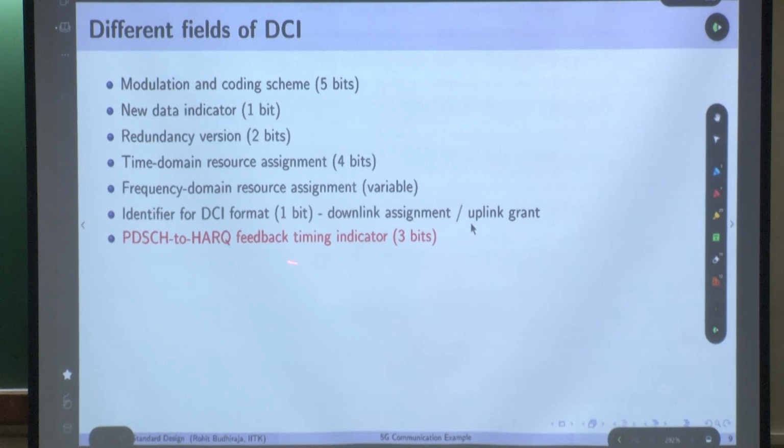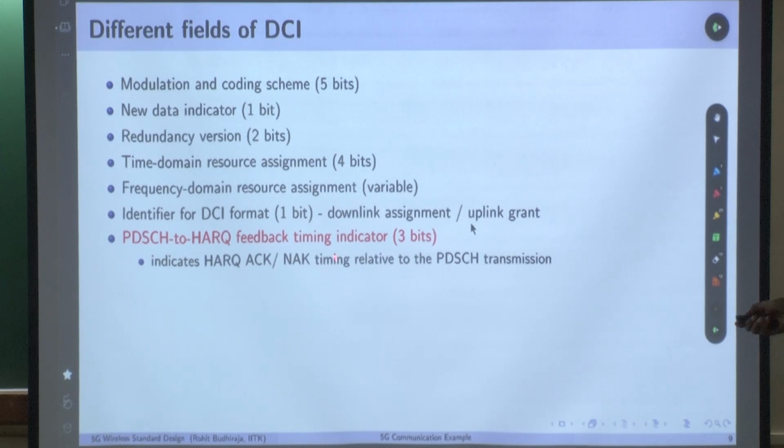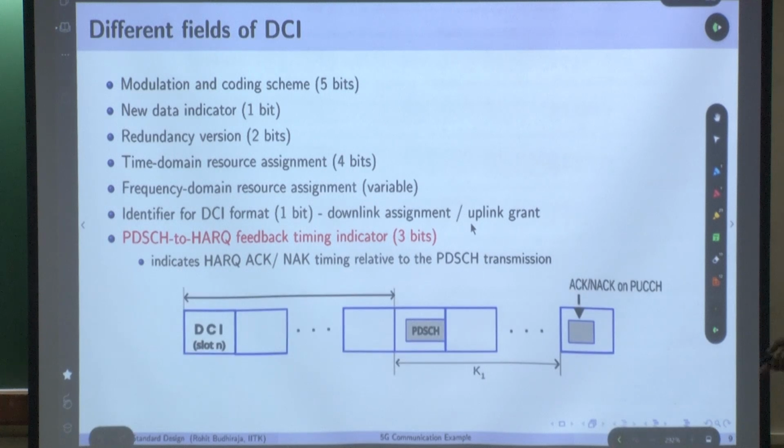And this is what I have not told you; I am introducing it for the first time. PDSCH is being scheduled, and that has to be acknowledged back to the base station. When should the user indicate that? That is also indicated, with a 3-bit indication. It indicates the ACK-NACK timing with respect to the PDSCH transmission. What does that mean?